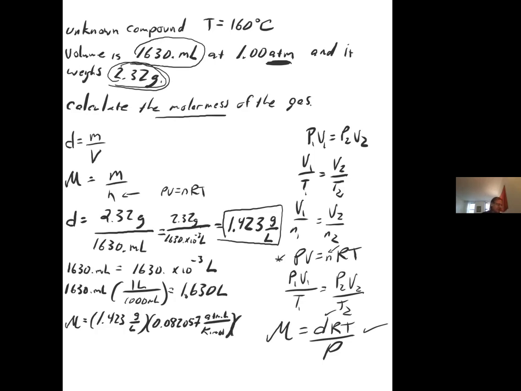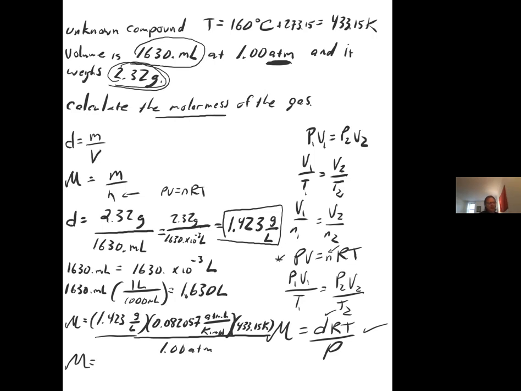And then let's do our temperature. Our temperature is 160, so that would be what? 373, 433.15. Okay, so 433.15 Kelvin. So nRT, I'm sorry, dRT over P. P is easy because they gave it, 1 atmosphere. Okay, so there's your molar mass.